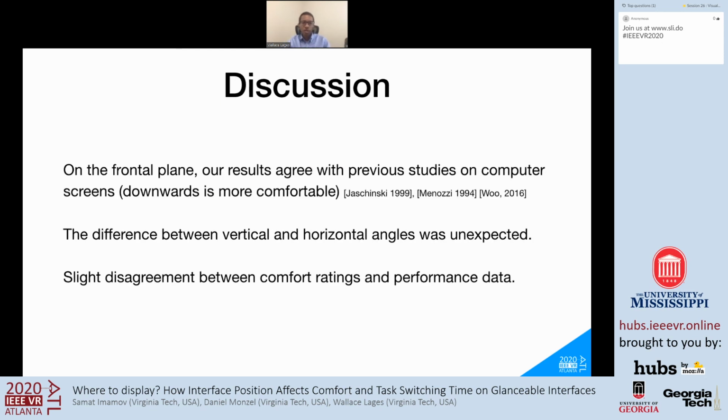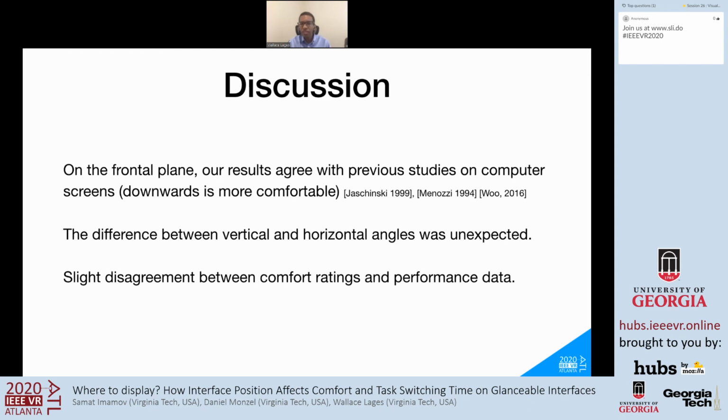So considering only the 2D plane, our results agree with previous studies on computer screens, which have found that gaze directions between 10 and 25 degrees downwards are more comfortable at shorter distance. The difference between vertical and horizontal angles was unexpected. Prior literature has given similar exertion rates for vertical and horizontal angles up to 40 degrees, so it shouldn't matter if you're looking up, down, left, or right.